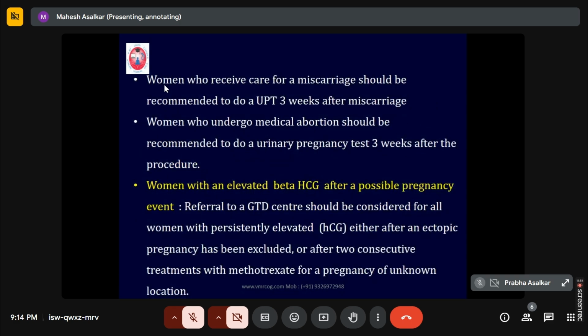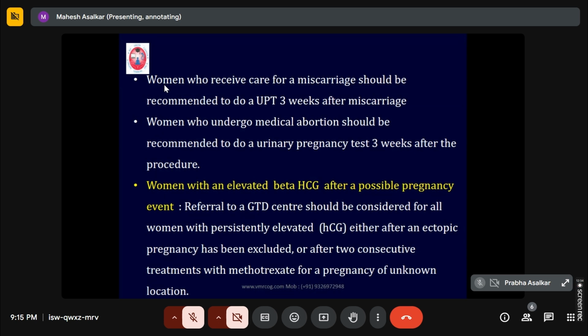Okay, so women who receive care for miscarriage should be recommended to do UPT 3 weeks after the miscarriage. So if you have given the care for miscarriage, ask the patient to repeat UPT after 3 weeks. So this beta HCG should come down to normal level after 3 weeks. Okay, now women who undergo medical abortion should be recommended to do urine pregnancy test 3 weeks after the procedure. So even if she undergoes surgical or medical methods, you have to advise a repeat UPT after 3 weeks so that the pregnancy event is completely over. Okay, that is a documentation.